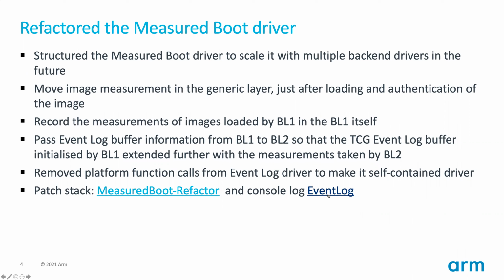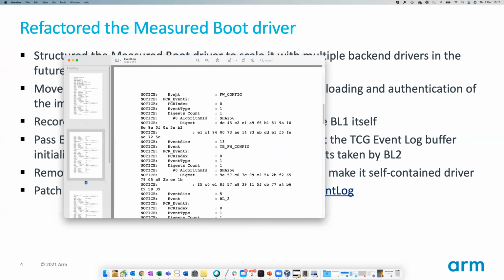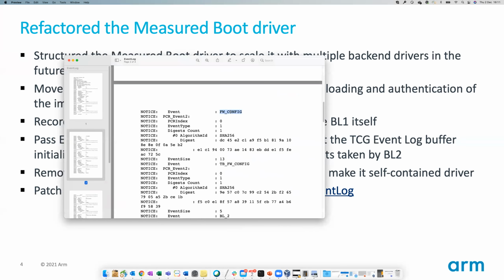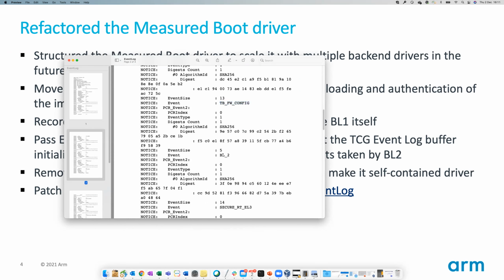And if you want to see how the event log looks, it is almost the same as it was before, but on top of that, now it is measuring the firmware config. This is done by BL1 itself, along with the TB firmware config and the BL2 image. So all these measurements are done by BL1 itself, and the event log buffer gets appended accordingly. So these are the console logs actually.